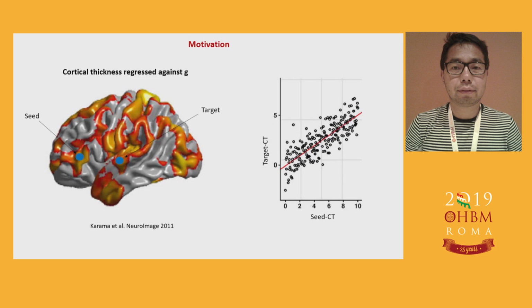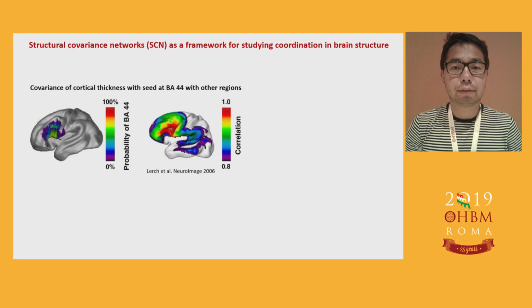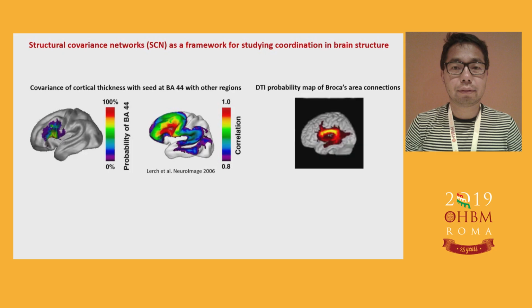Turns out, structural covariance networks, where you study this correlation of brain structure, either cortical thickness, gray matter volume, surface area, be it anything, between any seed and a target across a population, could be used as a framework to study coordination in brain structure. For example, the first of these studies was led by Jason Lerch in 2006, where he put a seed in Broca's region, and he observed that it nicely mimics the probability map of Broca's connections with Wernicke's areas.